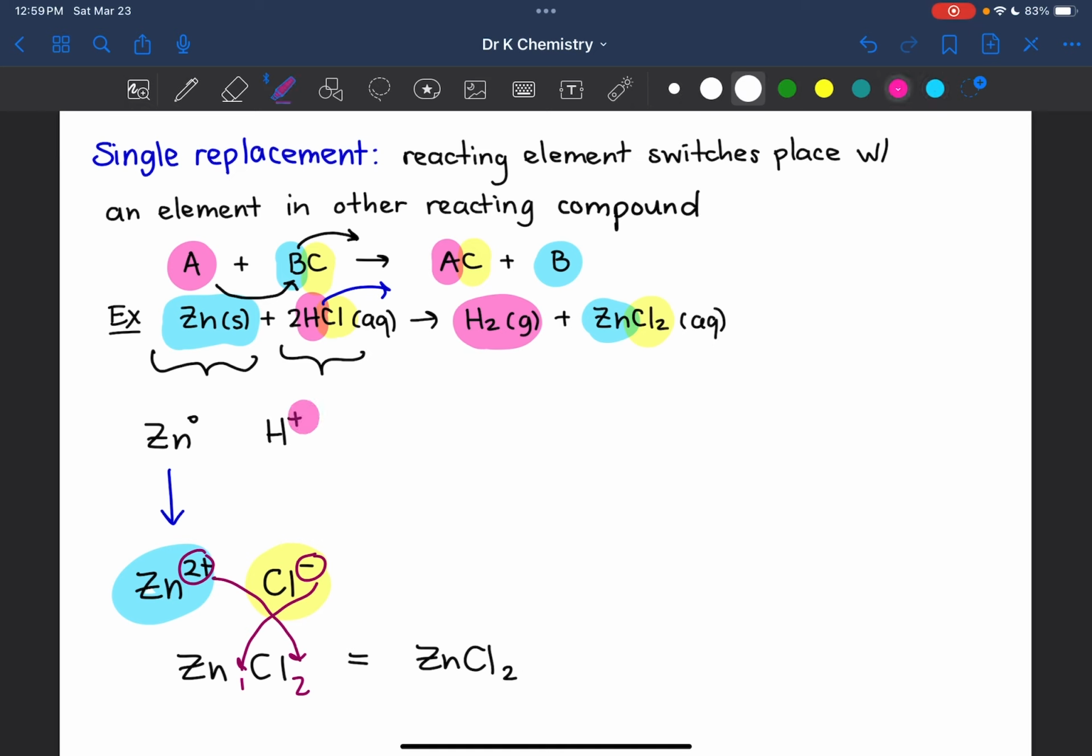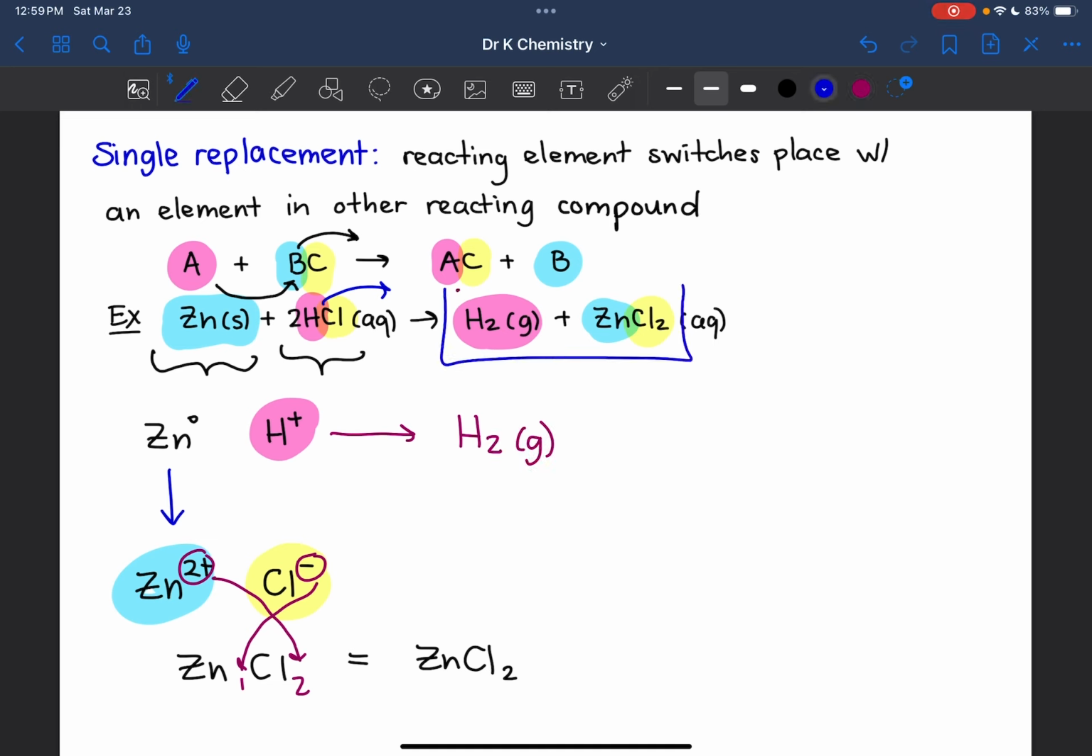Now, of course, this leaves hydrogen by itself. And we know that in nature, hydrogen is diatomic. So this is going to have to be H2 gas. And that's where these products come from.